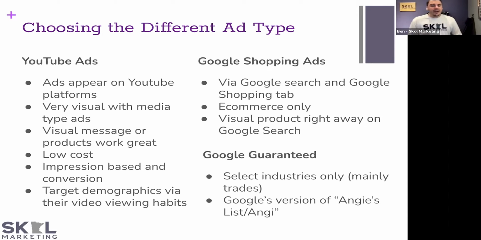And then last but not least is Google Guaranteed. This is a program that Google came out with a few years ago. It's pretty much Google's version of Angie's List. So if you're in select industries like the home service industries, like your roofers, your painters, your plumbers, very similar to people that you would find on Angie's List, this is going to be for you with Google Guarantee.